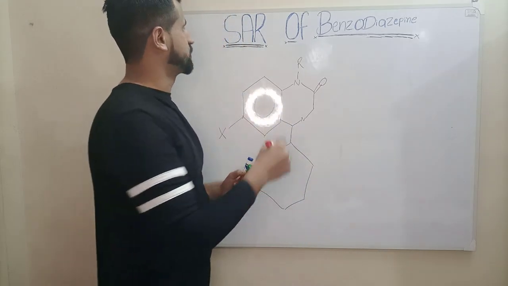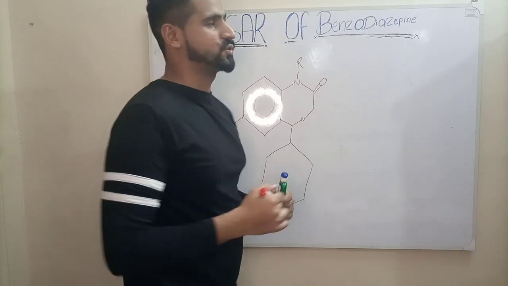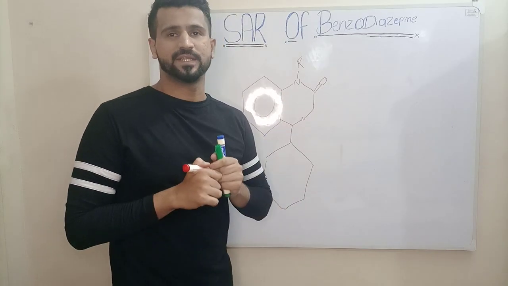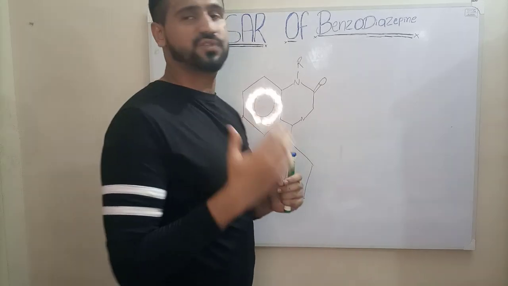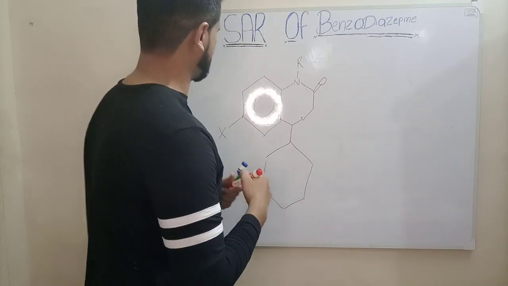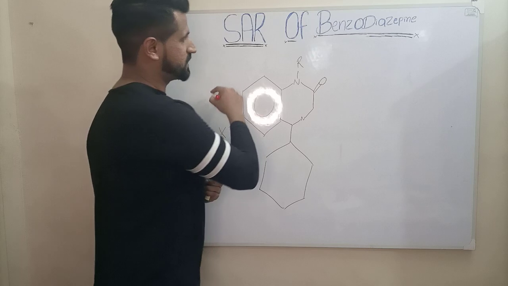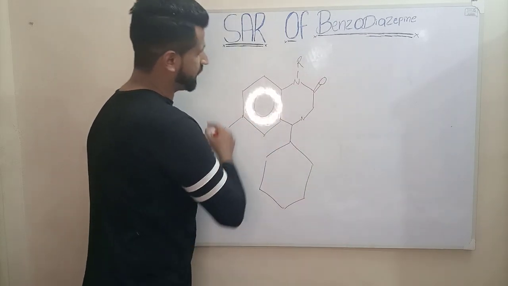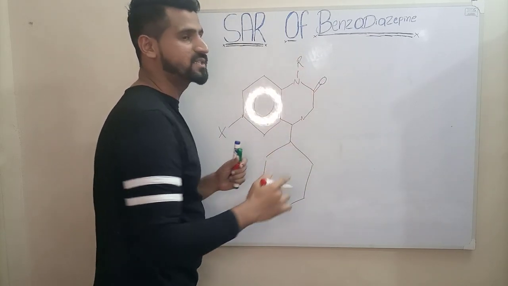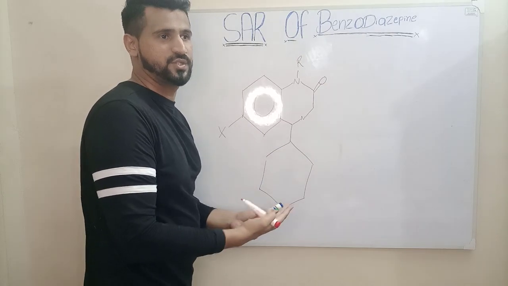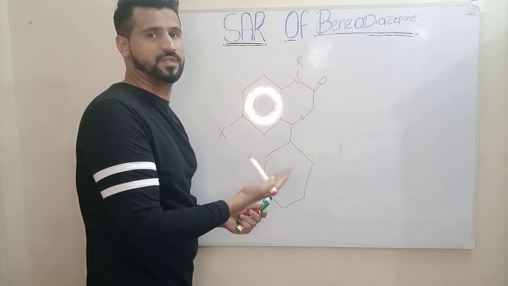So, let's start. SAR of the benzodiazepine, the structure activity relationship of the benzodiazepine, means when we make changes at any site. What sort of changes occur inside the benzodiazepine when we substitute any kind of group on the benzodiazepine?